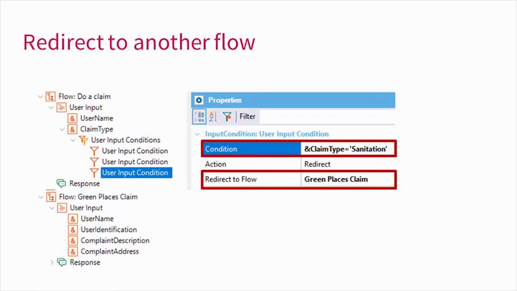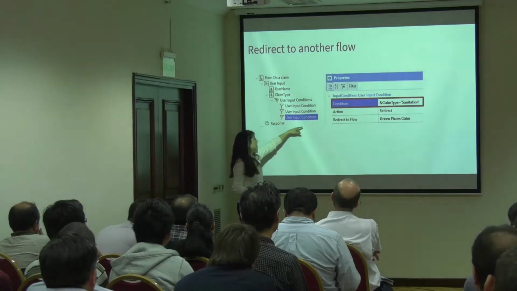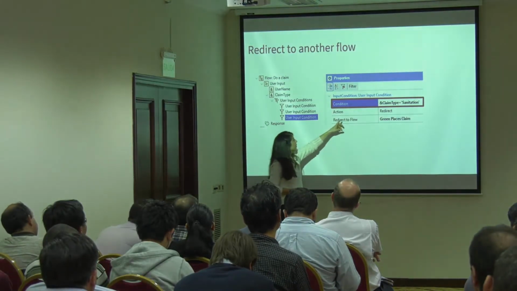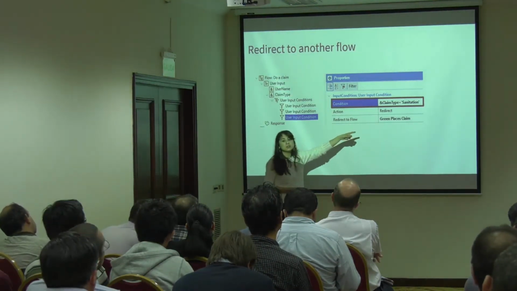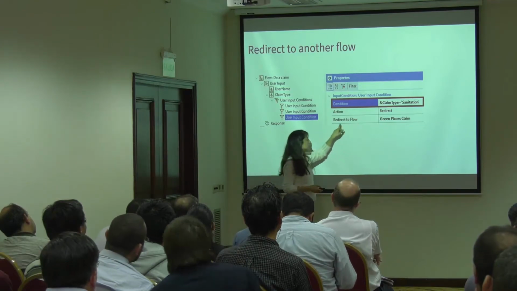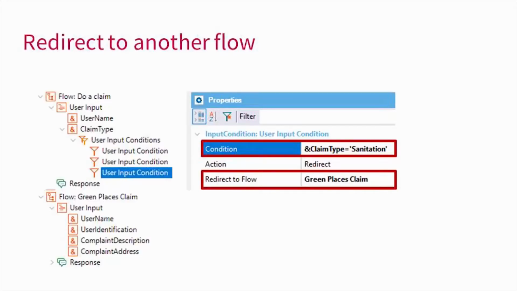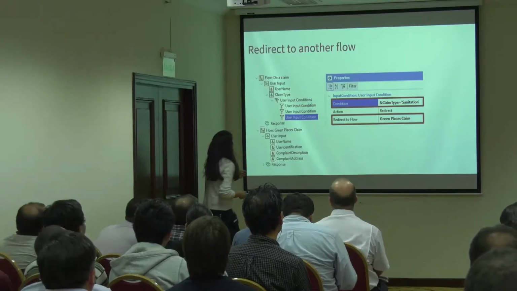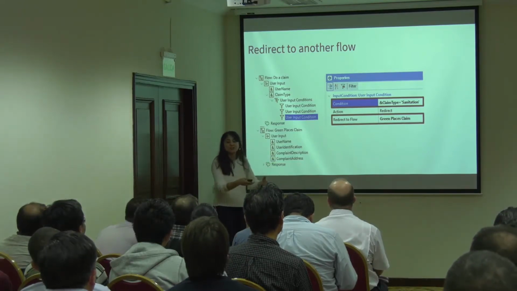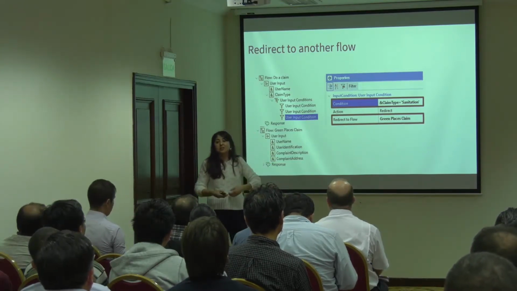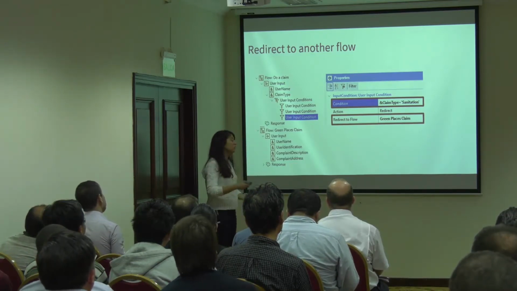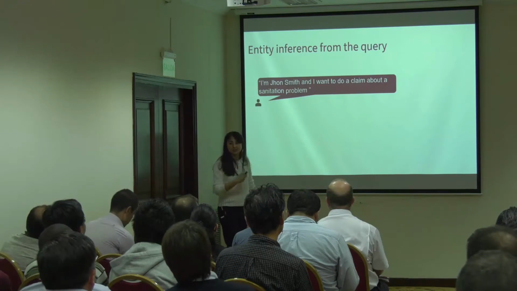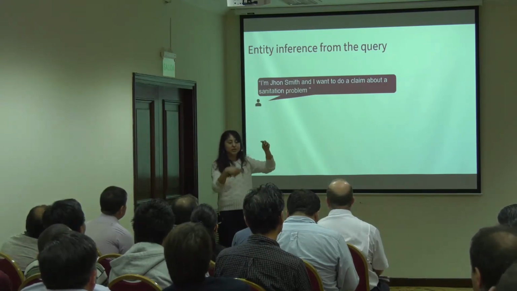In that case, what you do, well, in the claim, you have user input with a condition, and you say, well, if the type of claim is sanitation or sewage, I will redirect it to something I call green place claim, and I would ask for the pertinent claim ID, where the problem took place, and so on. Now, it is important that the user can go directly through here. He can say, well, instead of making a claim, I would like to do it for a sewage problem. And in that case, it would be sanitation.